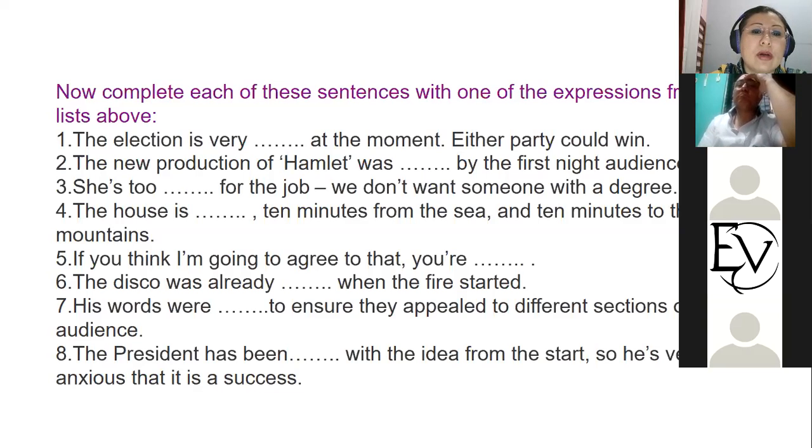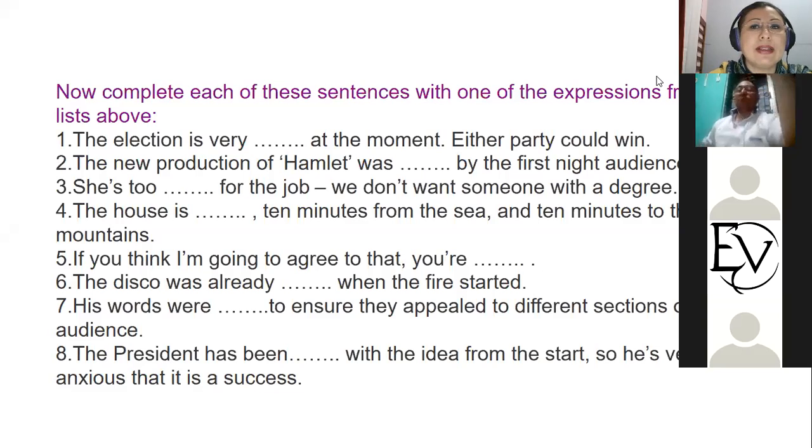If you think I'm going to agree to that, you're blank. The disco was already blank when the fire started. His words were blank to ensure they appeal to different sections of the audience. The president has been blank with the idea from the start. So he's very anxious that it's a success. So let's think about it. I'll give you a couple of minutes to think about the possible combination. And I would like that you can come back to me and tell me, teacher, number one is this, number two is this, number three, and so on. Okay? ¿Está claro lo que vamos a hacer?